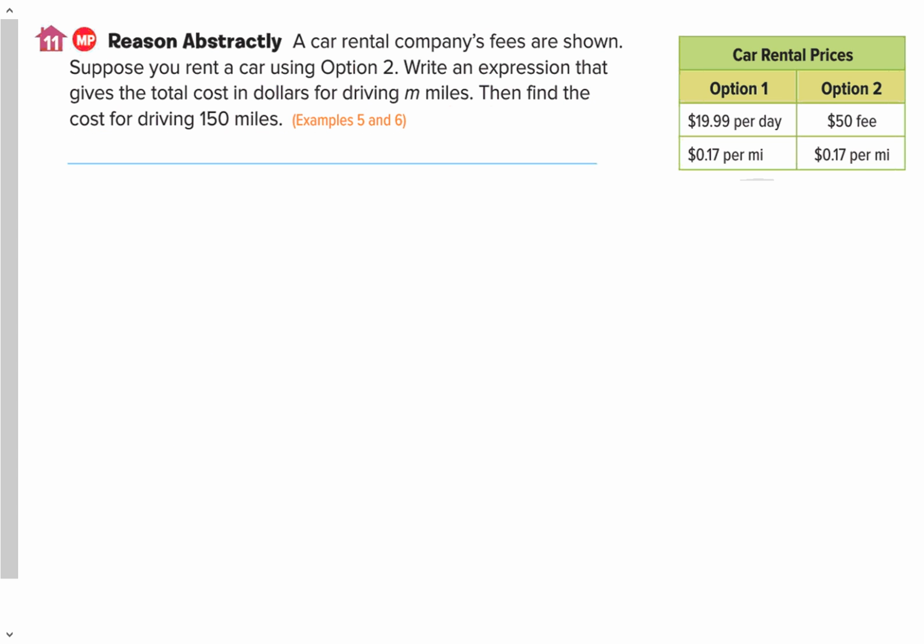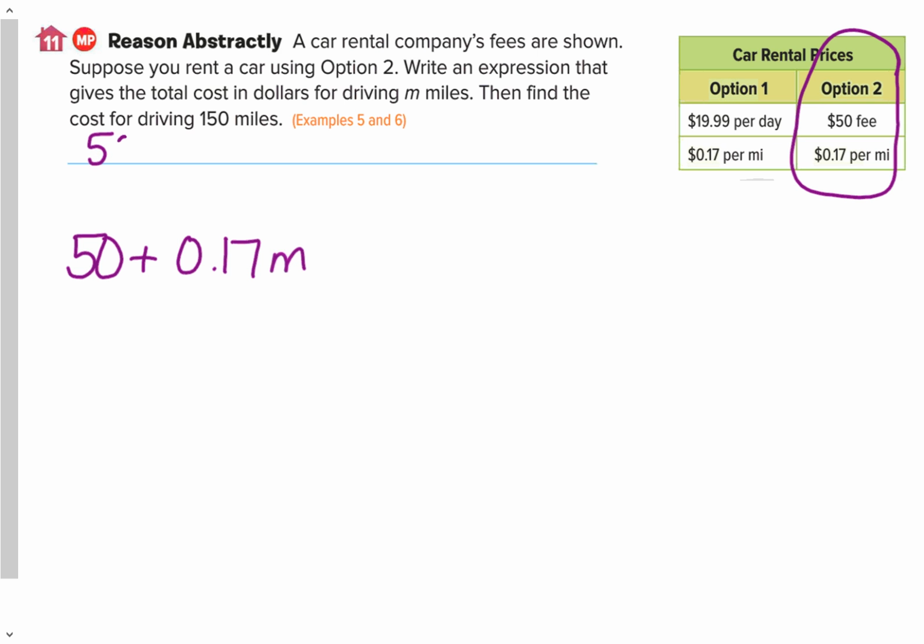Okay. Number 11, this one was a little tricky. A car rental company's fees are shown. Suppose you want to use option 2. Write an expression that gives a total cost in dollars for driving m miles, then find the cost for driving 150 miles. So you have a $50 fee. So you're going to add that to 17 cents per mile. So your equation is 50 plus 0.17m.